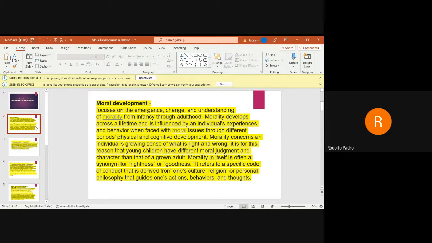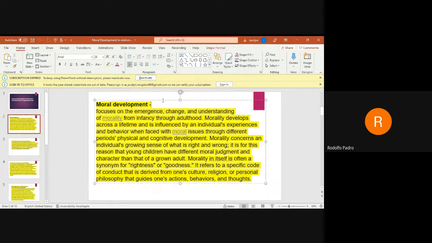So morality in itself is often a synonym of rightness or goodness. It refers to a specific code of conduct that is derived from one's culture, religion, or personal philosophy that guides one's actions, behaviors, and thoughts. So mao na siya ang nag-define sa moral development na atong tukion. No? Why is that so?